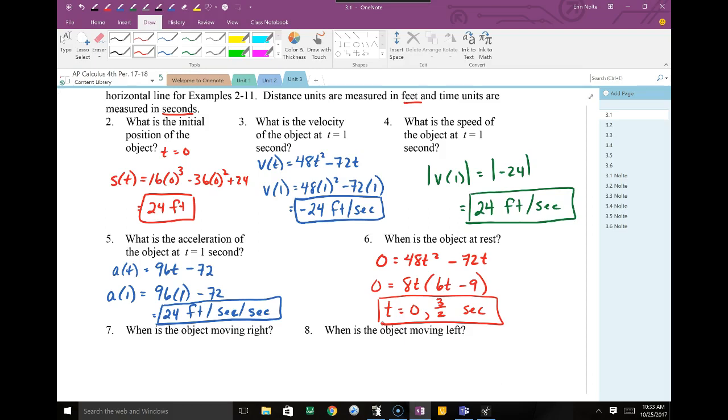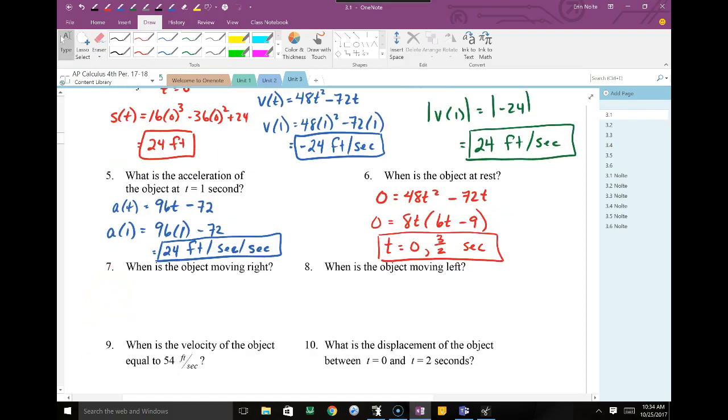For an object to come to rest, basically it's a potential for change of direction. If I'm walking in a positive direction, at time 0, I might turn around and go the other way, or I might just stop and keep going. So, potential for change of direction. Okay, when is the object moving to the right?